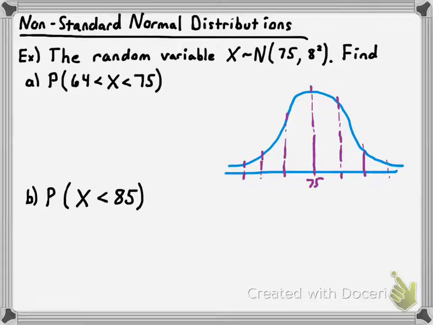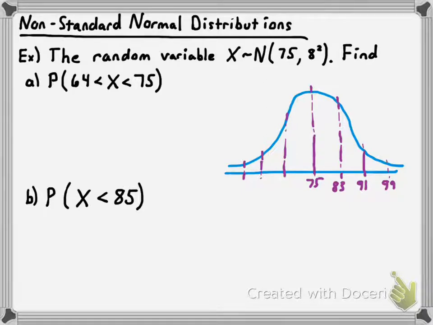But here, the mean is 75, and one standard deviation is 8. So what I'd like you to get started thinking about is, what does it mean if it's one standard deviation above the mean, or two standard deviations below the mean? Well, if the standard deviation is 8, that means in order for a data value to be one standard deviation above the mean, it'd have to be 83. And then for two standard deviations, it'd have to be another 8, 91. And then three standard deviations above the mean would be 99, right?